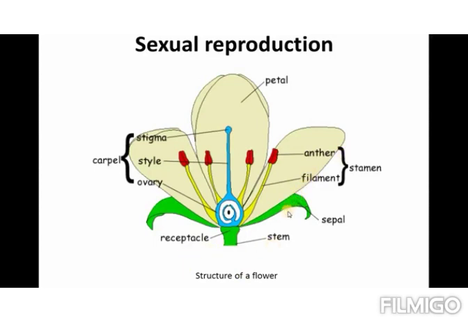The first one is the calyx. Each member of the calyx is called a sepal. You can see here the green color. This is called the sepal. These sepals may be 4 or 5 in a flower, and their function is protection.